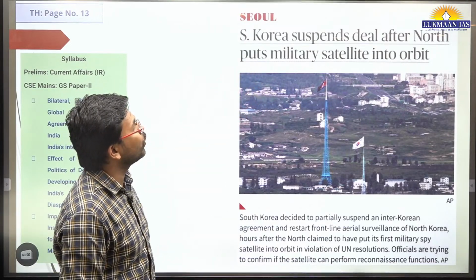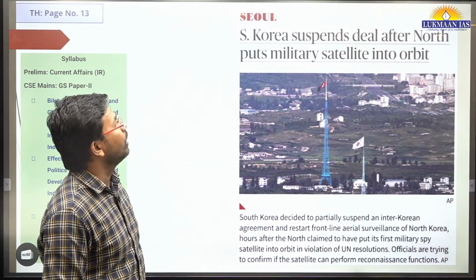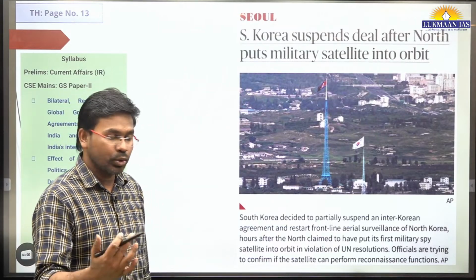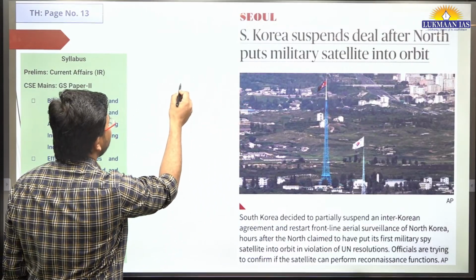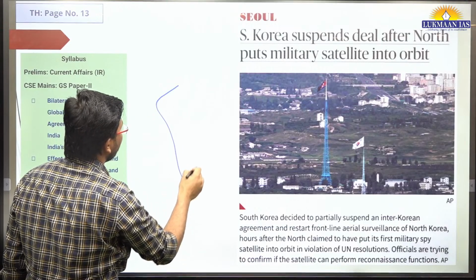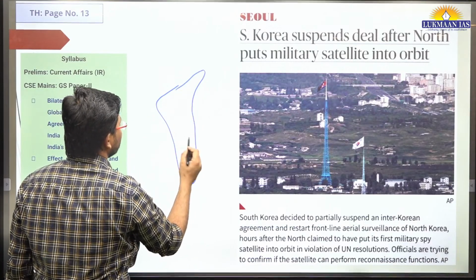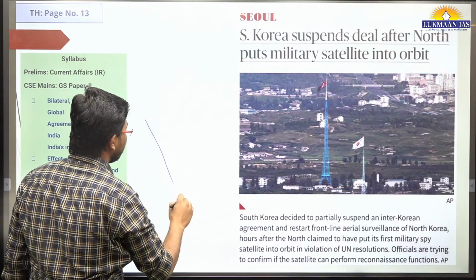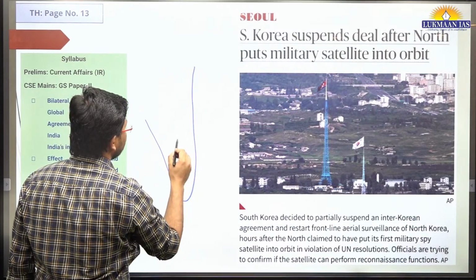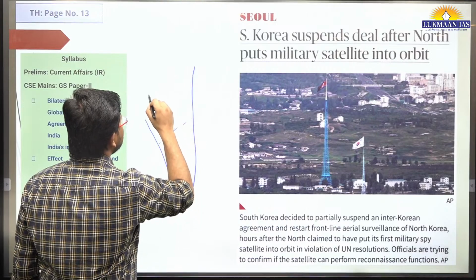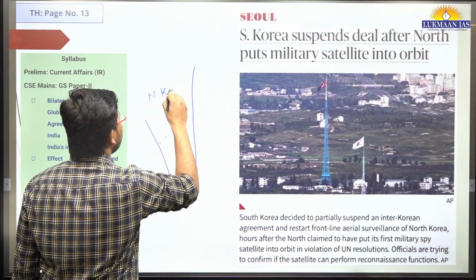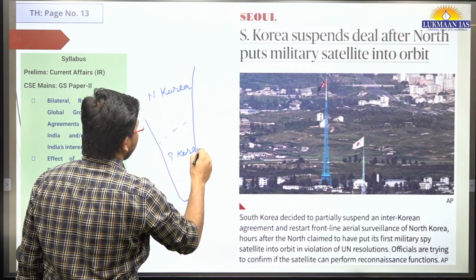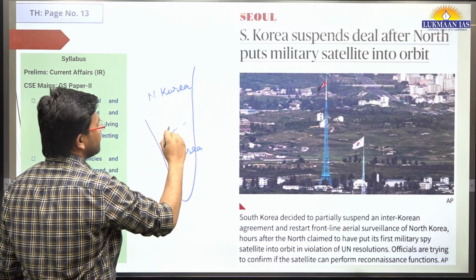It is South Korea suspends deal after North Korea puts military satellite into orbit. So today we discussed the Korean Peninsula, right? Korean Peninsula is somewhere like this. Here we have the demilitarized zone. Over here we have North Korea and we have South Korea, right? This is the demilitarized zone.